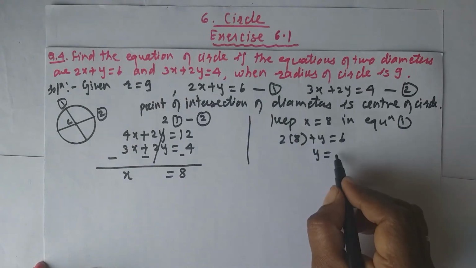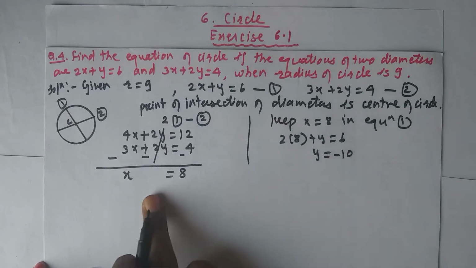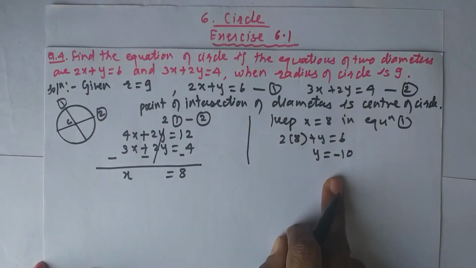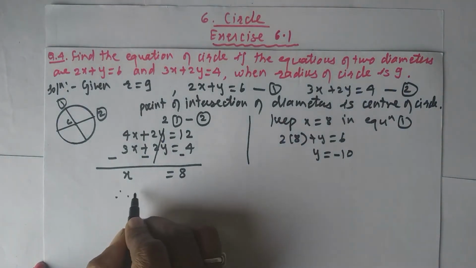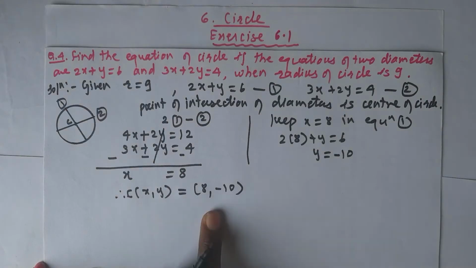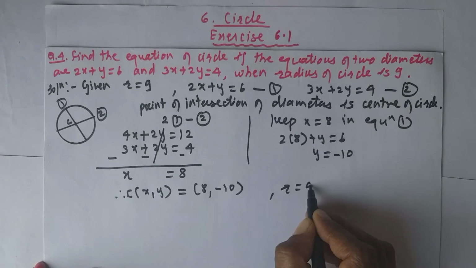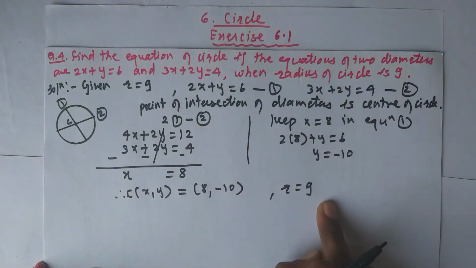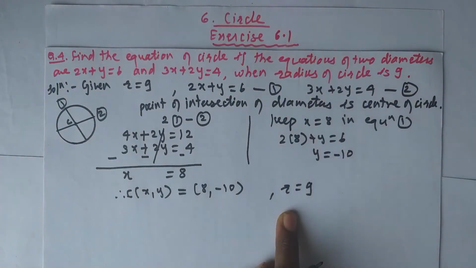6 minus 16 minus 10. In this way, we have got the value of x as 8 and the value of y as minus 10. Therefore, C(x, y), that is the center of the circle, is (8, minus 10). And the radius of the circle is 9, which is already given. In this way, we have found the center.